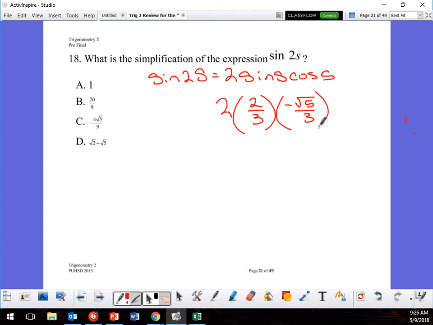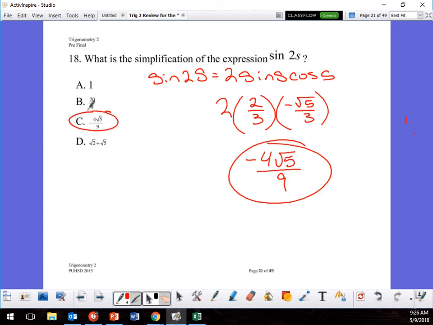So from here, let's see. So go ahead and do our math, and we're going to come up with a negative out of it. So it's a negative 4 rad 5 over 9. The answer is C. Questions, you guys? Nope.